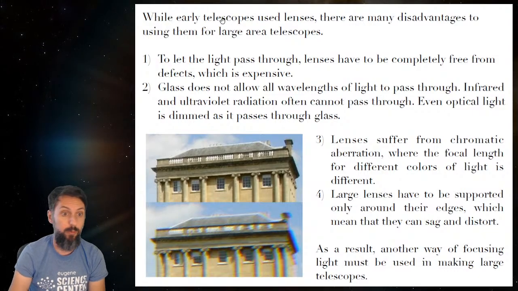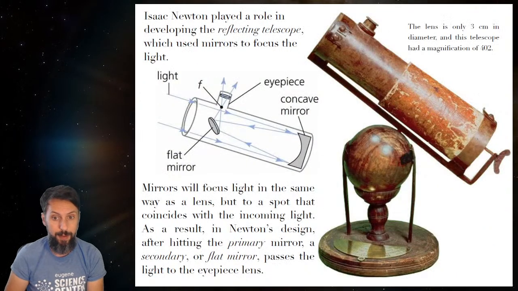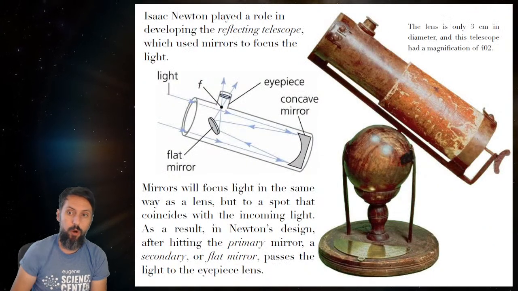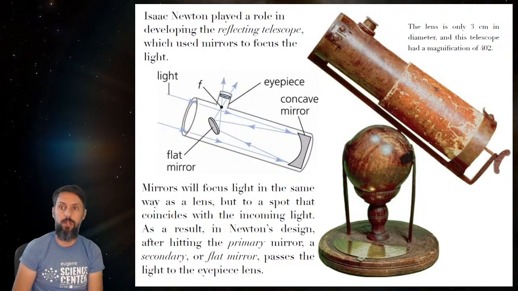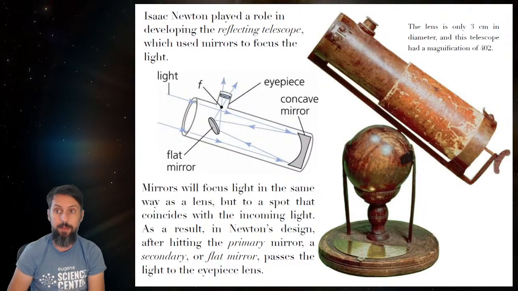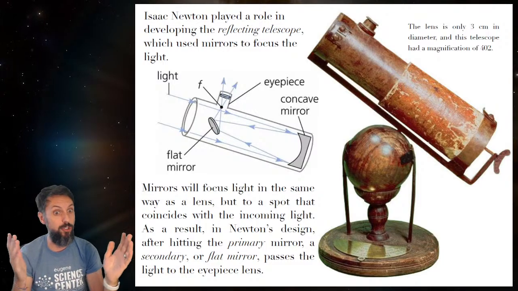So we came up with another way of making telescopes, and that was by using mirrors. This is the Newtonian reflector, Isaac Newton's own little telescope, which had a 3 centimeter diameter and a magnification of 40.